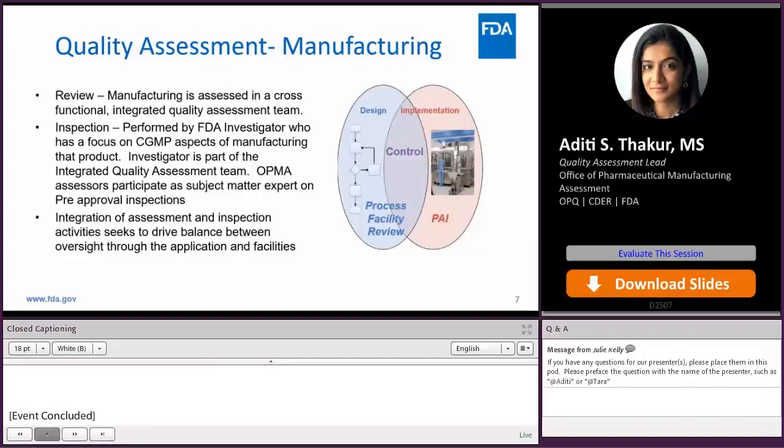OPMA assessors may participate as subject matter experts on certain pre-approval inspections. Integration of the assessment and inspection activities seeks to drive balance between the oversight of the application and facilities.